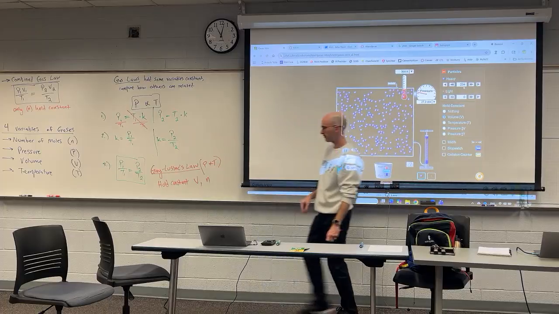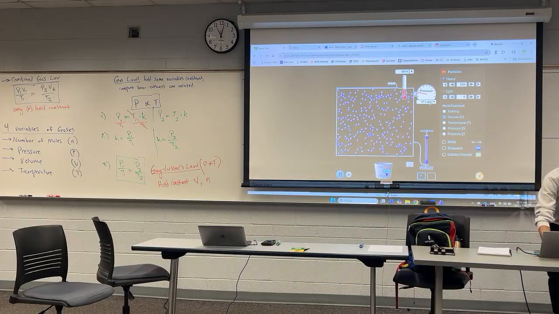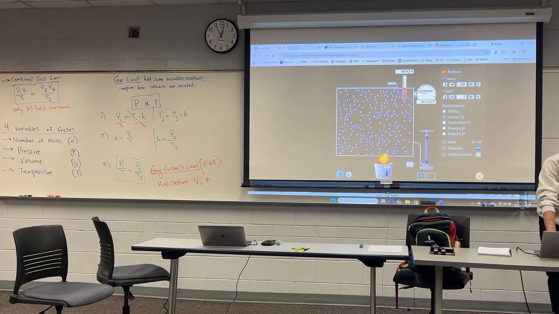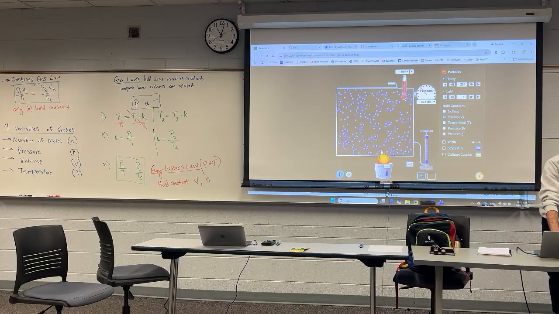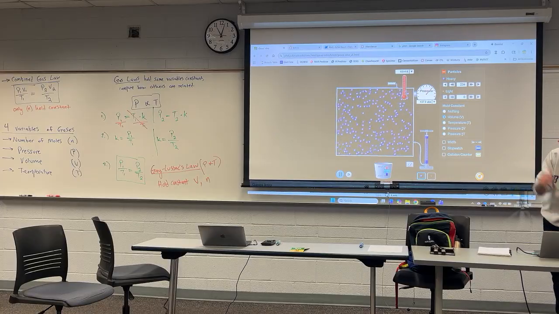Gay-Lussac's law. I'm going to look at how pressure and temperature are related, but I'm holding the volume constant and I'm holding the number of moles constant. All right, so let's heat this up. What should happen to the pressure if I heat up the gas? It should increase. Do you see the pressure gauge? Increasing.